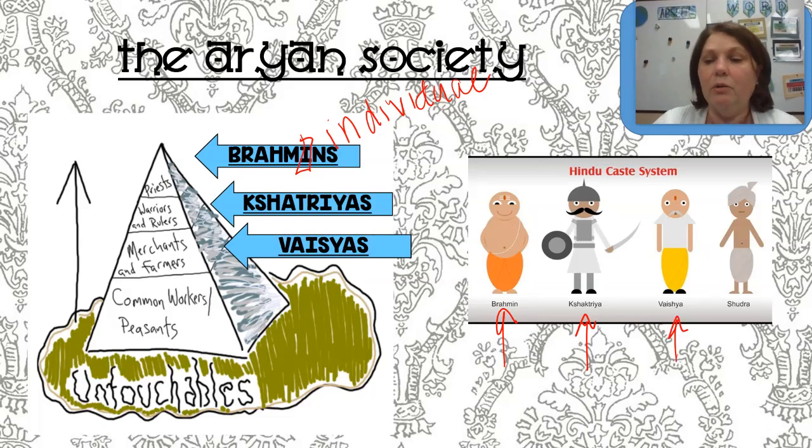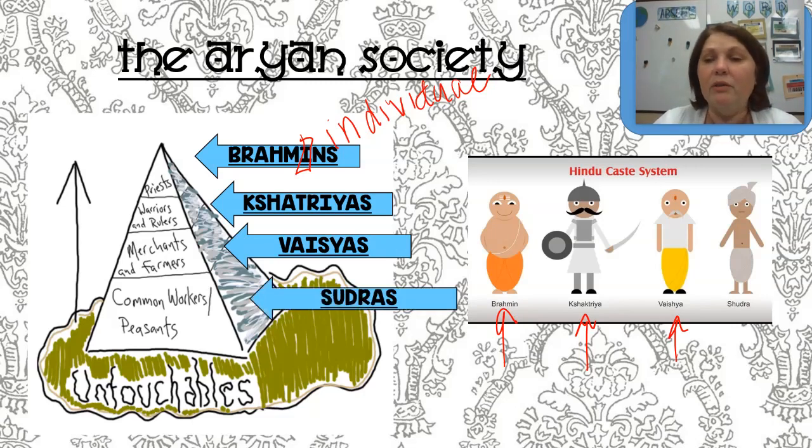Vaishyas are merchants. These are your artisans and people who sell things, your farmers. These are going to be the people that do the everyday life, the people you're going to see in the marketplace and selling their wares and trading back and forth. That's going to be the Vaishyas.